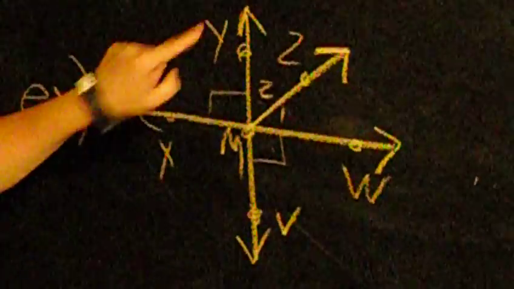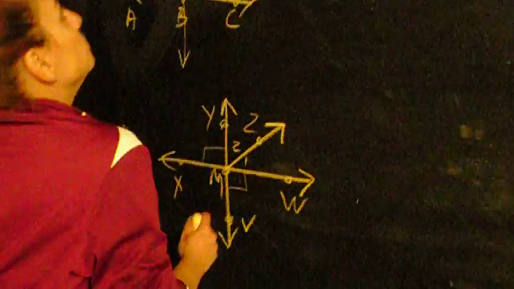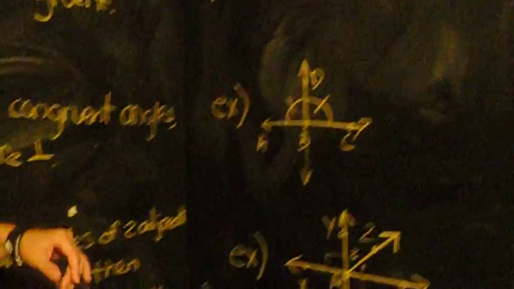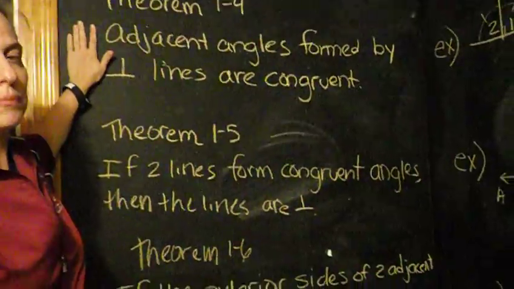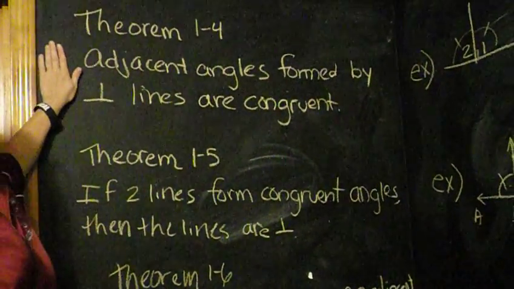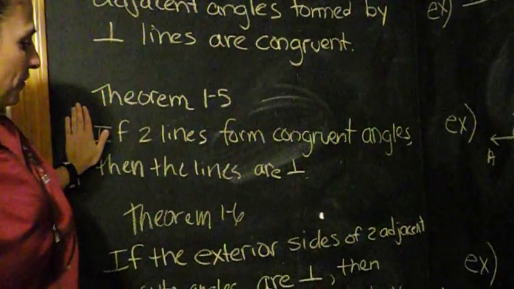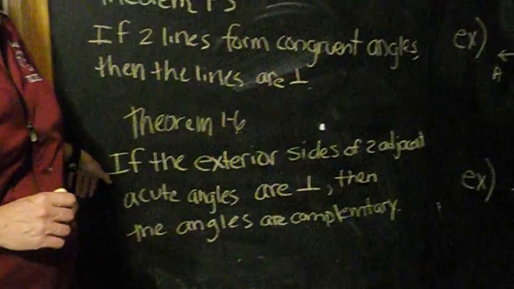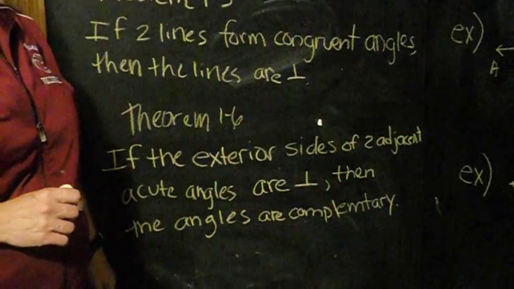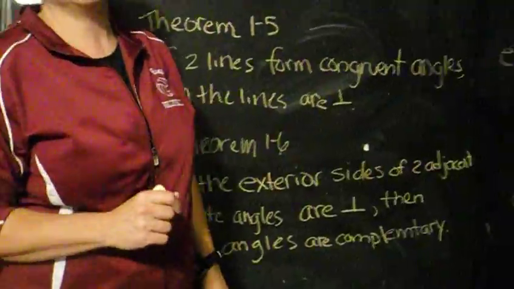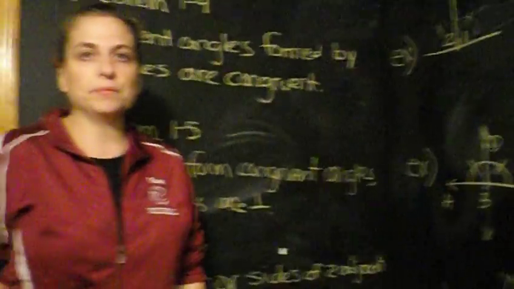equals 90 degrees. Now what I would like you to do is copy in your notebooks, so I plan to see this in class, theorems 1-4, 1-5, and 1-6, and you also have the perpendicular line definition. So go ahead and do that. All right.